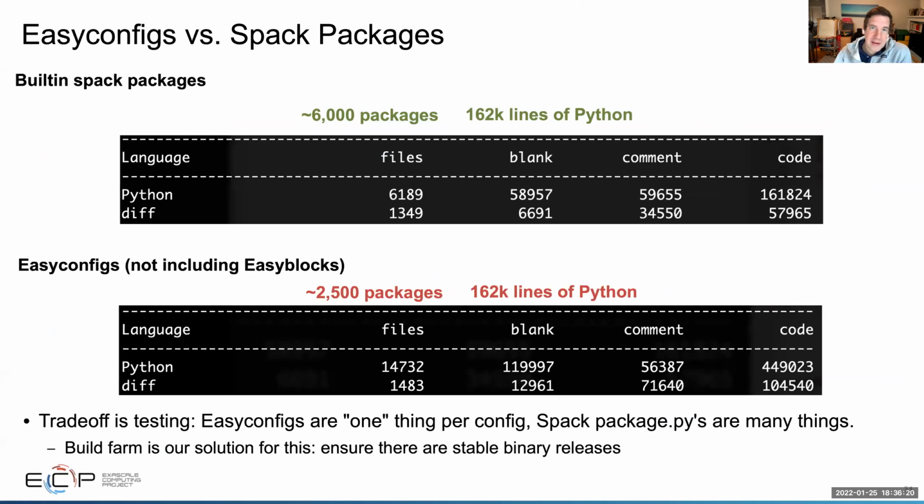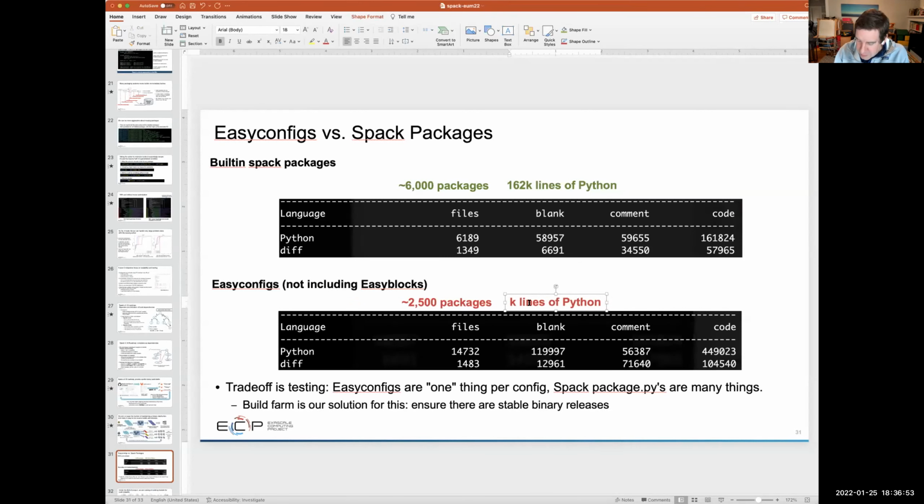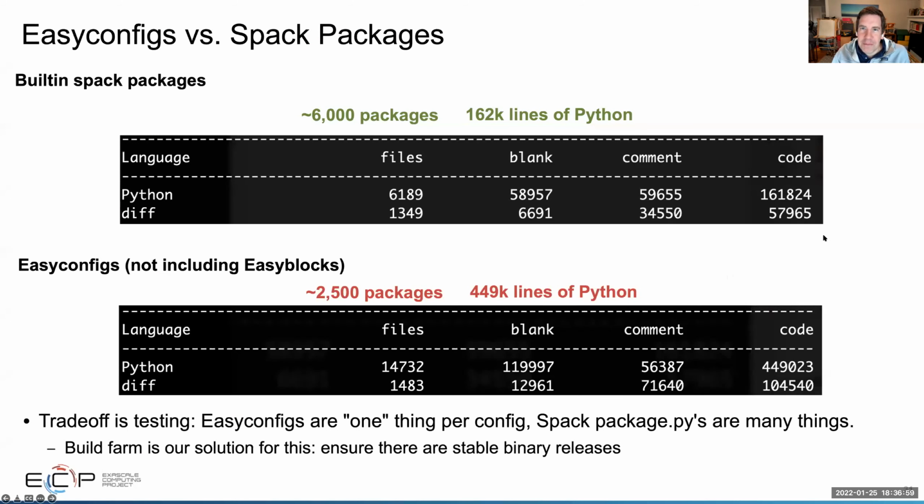If you look at the maintenance burden, or at least the code size of easyconfigs versus Spack packages, you can sort of see this effect. If you look at the built-in Spack packages up here, we have about 6,000 packages, and it's like 162K lines of Python. This is from cloc on the repo. I cut out all the other stuff below Python and diff, since both repos mostly are Python and diff. For easyconfigs, it's like 2,500 packages, although you could say that there are extensions in there, so that would get it closer. And I did this wrong. It is 449K lines of Python. That's the slide I was working on.